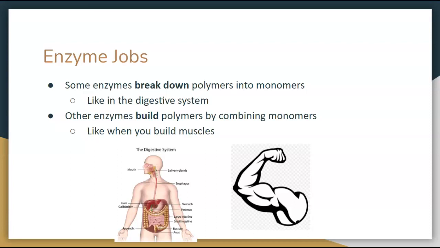So the jobs, as I mentioned, some break down polymers into monomers. Like in the digestive system, when you eat food, you need to break down big starches into smaller carbohydrates, and then eventually you're breaking them down into monosaccharides, which then can be used in the body in a multitude of ways. So breaking down polymers to monomers, but alternatively, enzymes can also build polymers by combining monomers. And that's like when you build muscles, you're putting amino acids together to build more protein, which helps you bulk up and get more muscles.